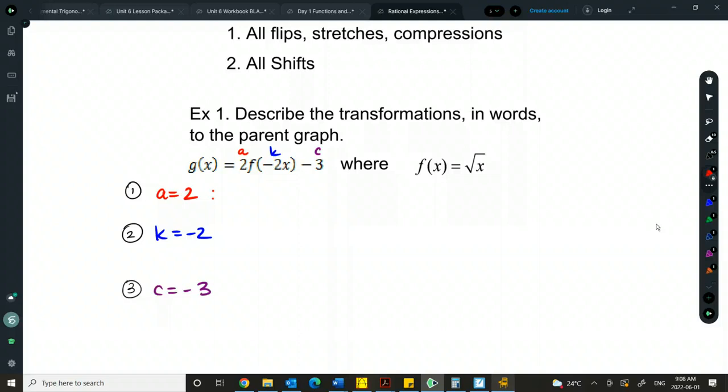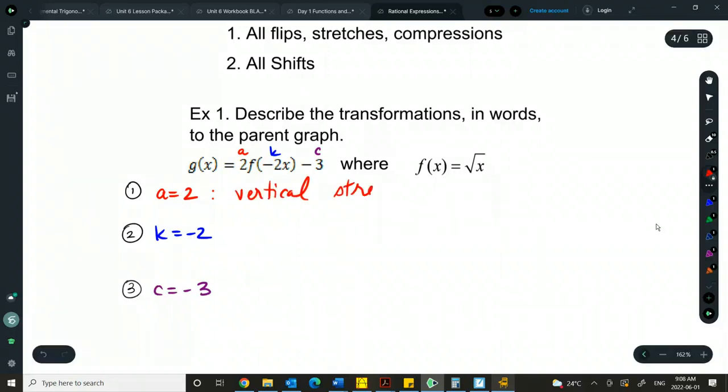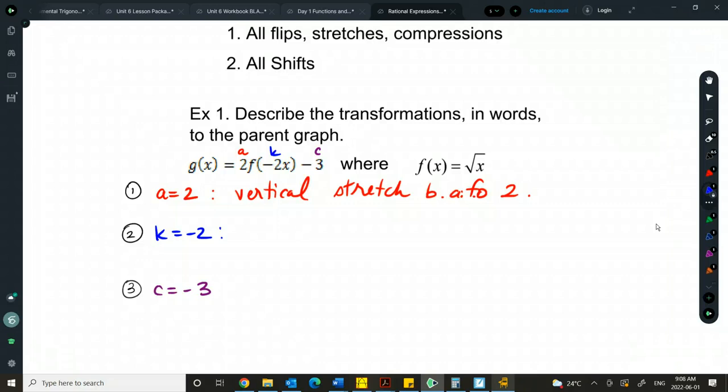Matt? It's a root by a factor of 2. Great. I'm just going to say BAFO, for "by a factor of." K of -2 actually does two transformations. Josh? Horizontal flip.